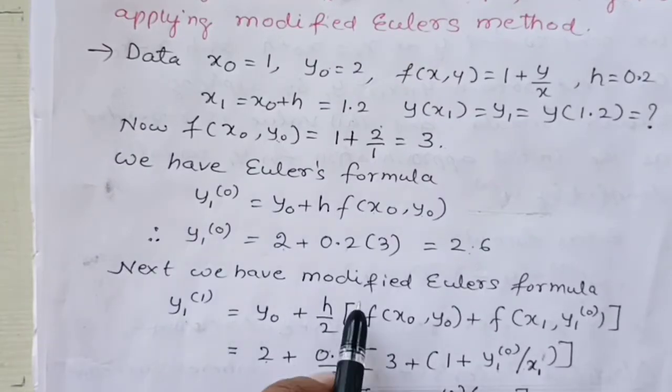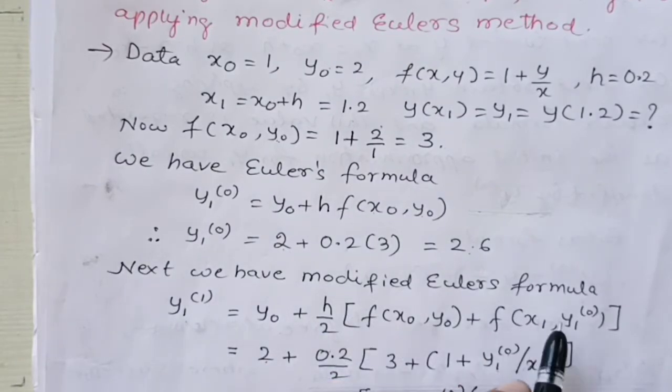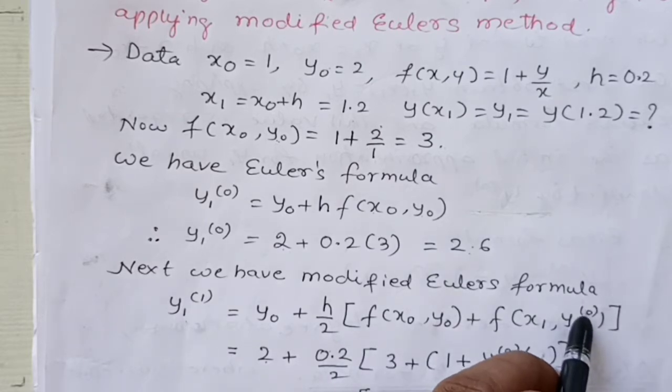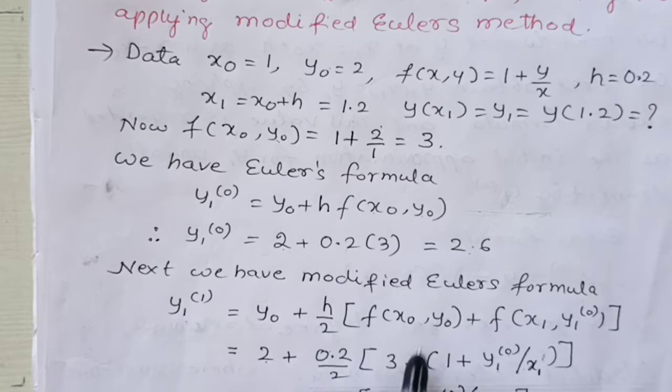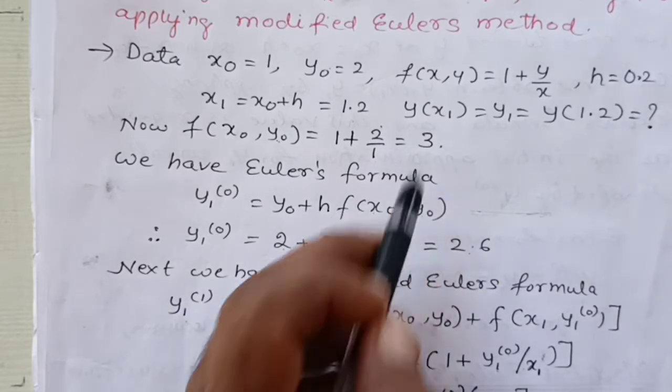Next we have modified Euler's formula. Now we have to apply modified Euler's formula. y1 at modify 1 is equal to y naught plus h by 2 times f of x naught y naught plus f of x1 y1 at 0. This one we had calculated already. So 2 plus 0.2 divided by 2, this becomes, this is 3.